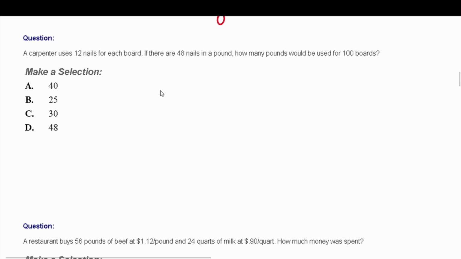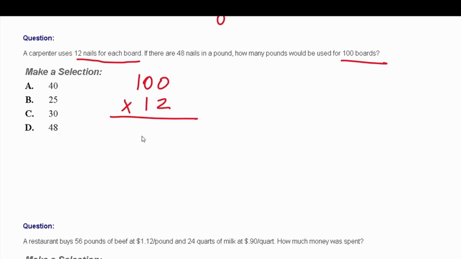All right, this next problem says a carpenter uses 12 nails for each board. If there are 48 nails in a pound, how many pounds will be used for 100 boards? So the first thing we have to figure out in order to solve this problem is how many nails are there in 100 boards? Again, there are 12 nails per board and 100 boards. So in total, there are 100 times 12 nails in the 100 boards in total. So let's go ahead and work this out. I know many of you could probably do this mentally, but I'm going to show you the steps anyway.